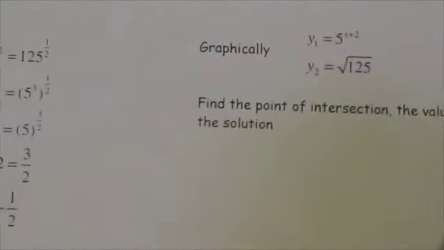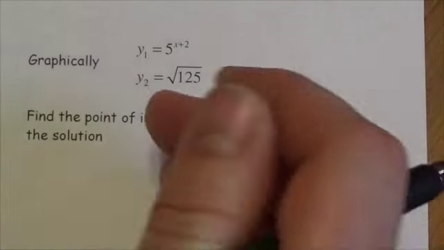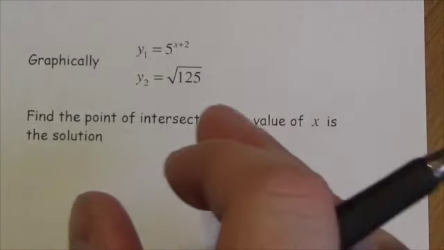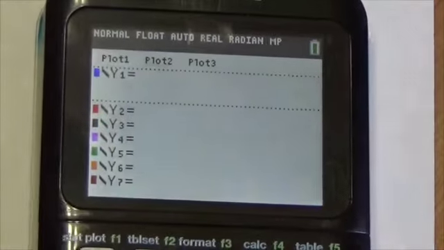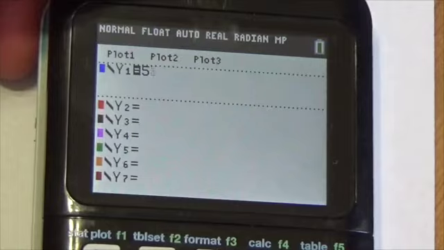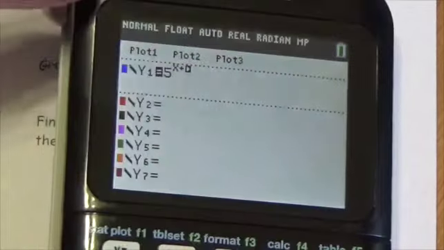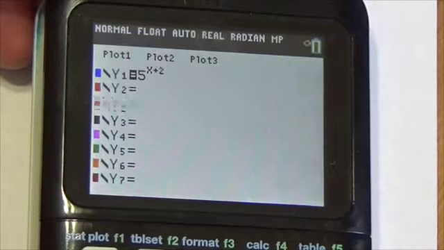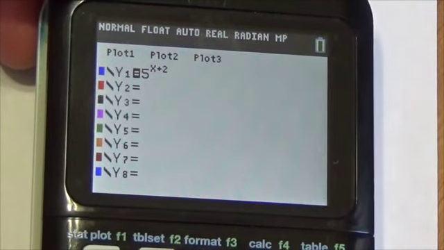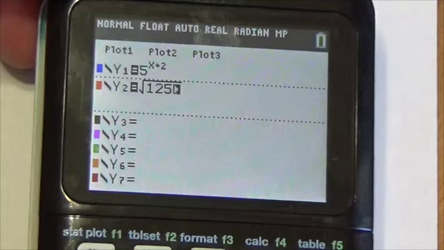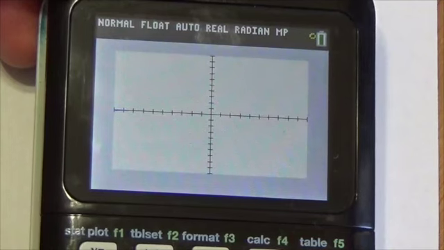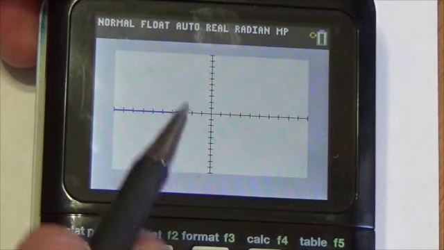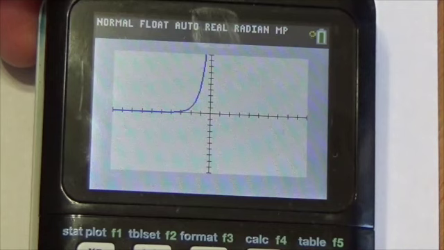Now, let's verify that. Let's go to our calculator and see that we get the same thing here. And one way of doing this, and there are others, is to take both sides of the original equation and graph them, and then look for the point of intersection. So here we go. Here's my calculator, and I've got 5 to the power of x plus 2. Whoops, sorry, there's a little bit of a shine there. I'll just tilt it here. And then this will be the square root of 125. Okay, so 5 to the x plus 2, and then the square root of 125, and I'll graph that. So you can sort of see the blue line there. There's my power of 5 here.